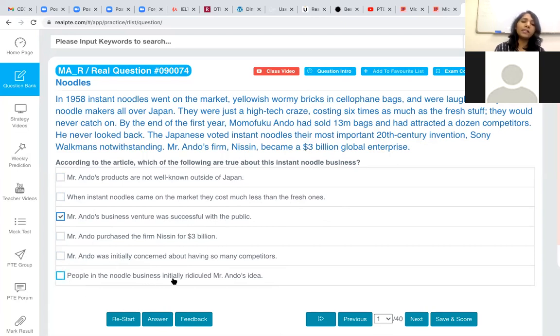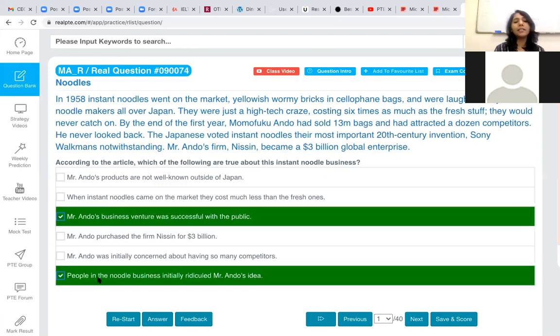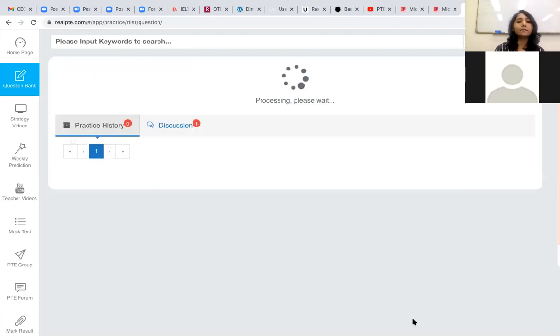People in the noodle business initially ridiculed Mr. Andrew's ideas. So they were laughed at by fresh noodle makers. So the fresh noodle makers, they laughed at him. Ridicule means mocking, making fun of, laughing at. So if you look at the answer, that's 2 points towards reading. Okay, so that's how we choose it. We solved it in less than 2 minutes. Let's do the next one.